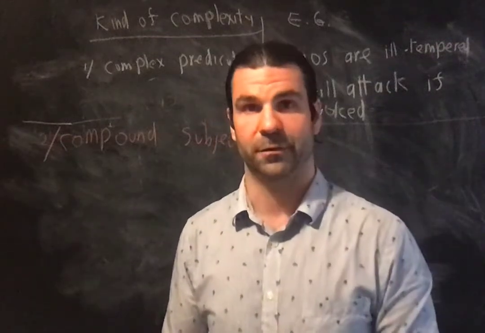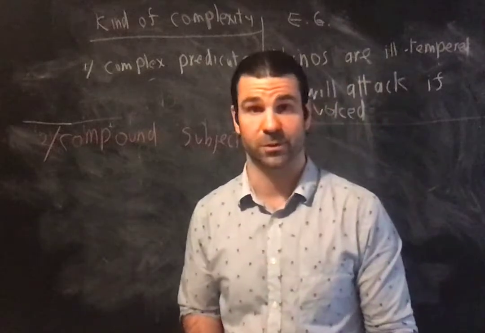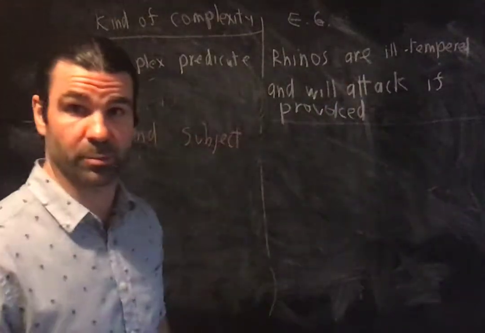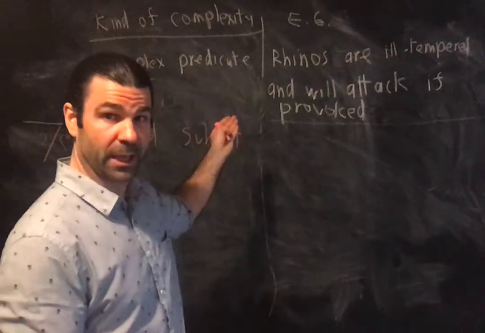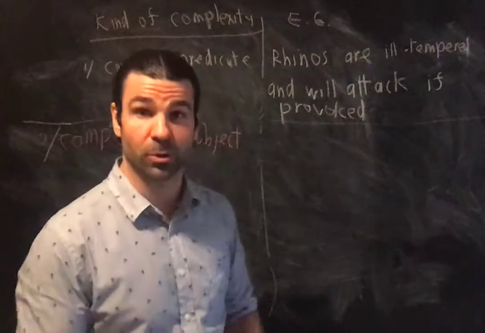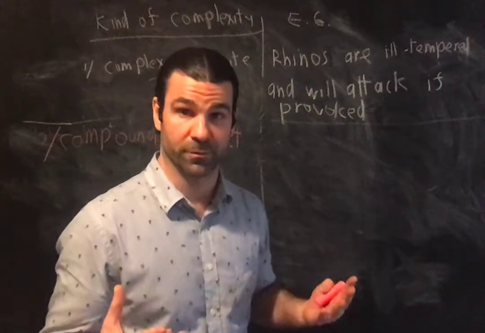Unit 13, Part 4. So let me work out this example, which Klenk does on page 251. This is an example of a sentence with a complex predicate. Rhinos are ill-tempered and will attack if provoked. So let's do the strategy. What's the overall form of this thing?